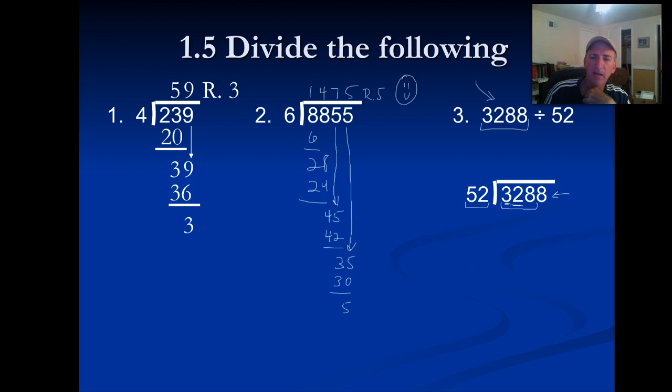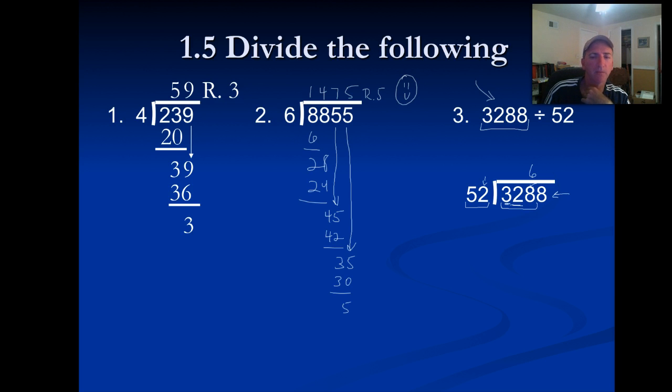And if we figure that out, I'll tell you one trick you can do. I have 52, I have 328. If for a moment I ignore the 2 and the 8, and I just ask myself, how many 5s are in 32? There's 6. 6 times 5 is 30. That would be a great guess for a 52 and a 328. Most of the time that'll work.